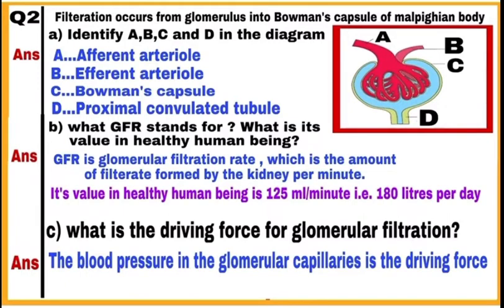B part of the question, what GFR stands for? What is its value in healthy human being? GFR is glomerular filtration rate. This is the amount of filtrate formed by kidney per minute and its value in healthy human being is 125 milliliter per minute, that is 180 liters per day.